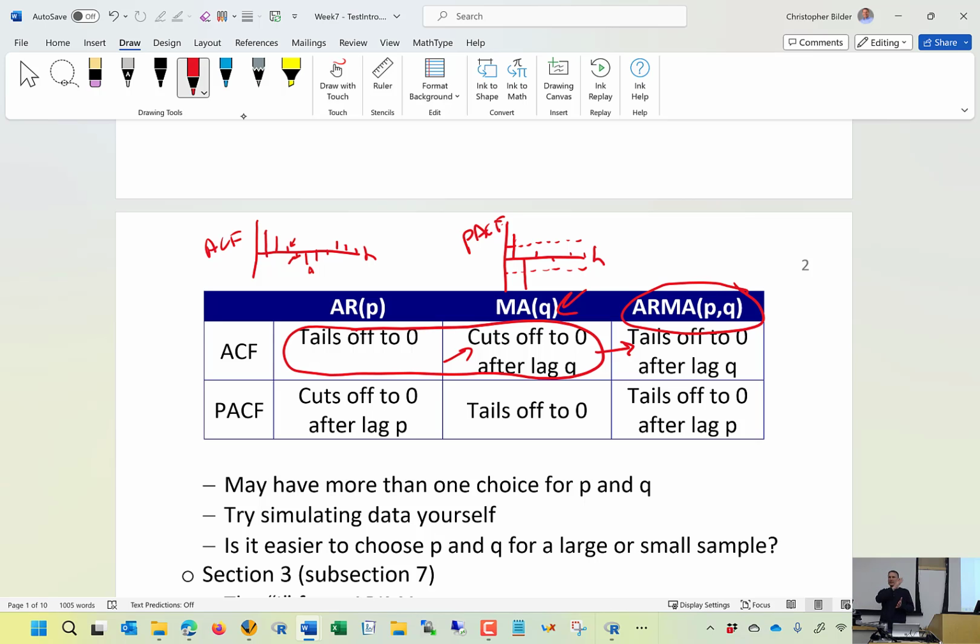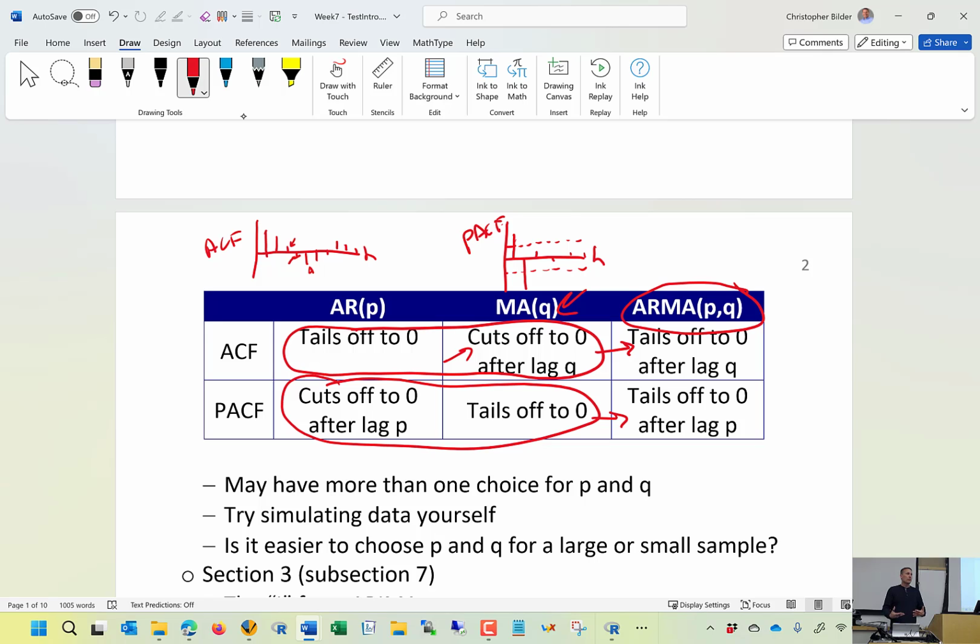The MA part cuts off to 0 after lag q, so that means I'm going to have at least q different lags where I have some non-zero autocorrelations. But since I also have the autoregressive part too, I'm still going to have some more autocorrelations after lag q, and they should follow the same pattern that you would see for just an AR model after lag q. That's why this occurs. Then for the PACF, we combine the two to get what we would expect for an ARMA(p,q). So these are the characteristics that we would expect to occur.